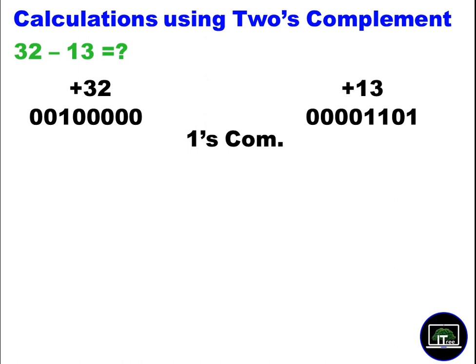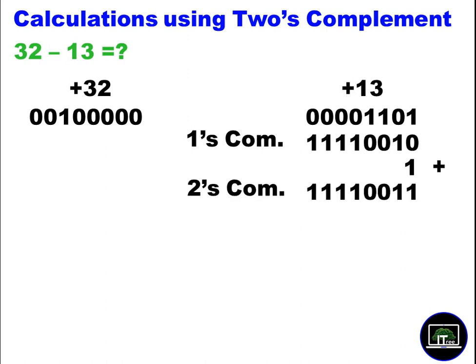Yeah, you are inverting that. To make the 2's complement, we are adding 1 to that number. So this is the 2's complement number. Now we can add this together.